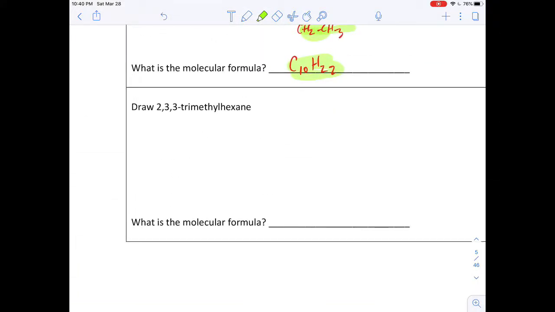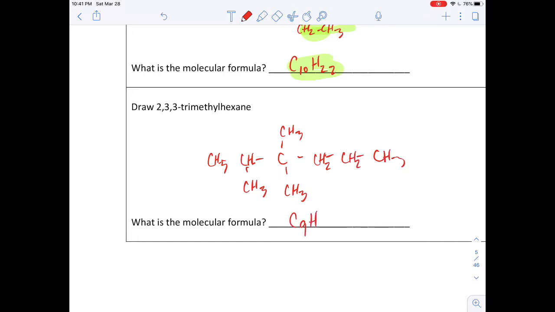The next one is going to be 2,3,3-trimethylhexane, so a hexane. I've got a methyl coming off my 2nd carbon, and then 2 methyls coming off the 3rd one. And this one's going to be C9H20.